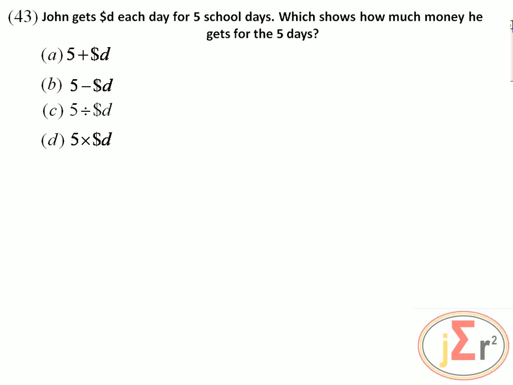John gets $D each day for 5 school days, which shows how much money he gets for the 5 days. Want to take a go at that, Jerry? Yes. What is the answer? So it's 5 times D dollars. Right. So it's going to be 5 times the amount of money that he got. And that is represented by which option? Option D. Right.